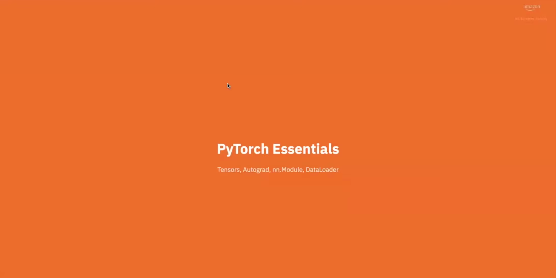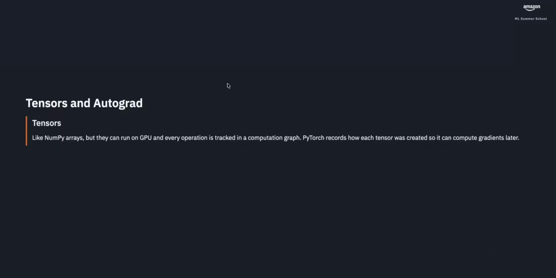Now let us move to PyTorch. This is where we go from theory to code. Let me explain the 4 building blocks of PyTorch. First, tensors. A tensor is PyTorch's fundamental data structure. Think of it as a NumPy array. It can be a scalar, a vector, a matrix, or any n-dimensional array. But there are two crucial differences.